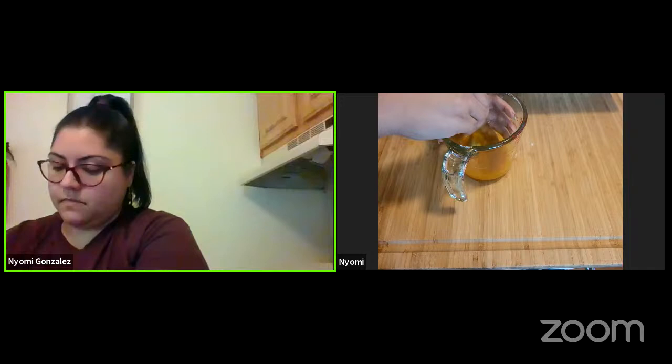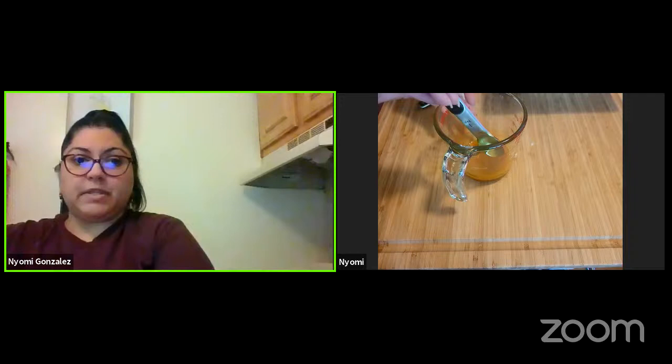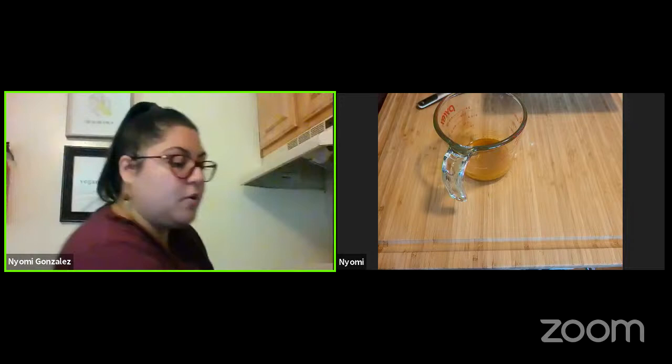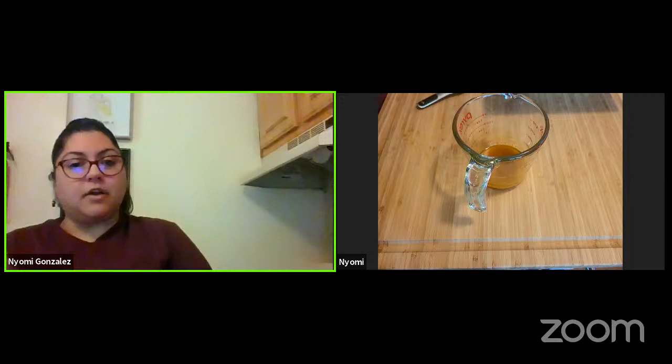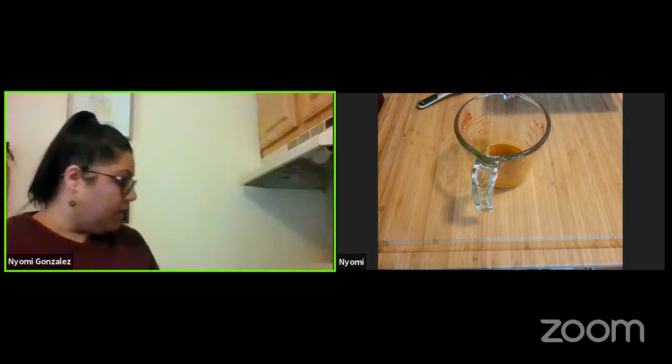Okay. Now, the one thing you want to be careful of, as you can already see, it's a really nice yellow color. Turmeric can stain. So wherever you're making your invisible ink and your chemical solution to reveal it, try not to spill too much. Try not to get any on your clothes. If you get it on your hands, wash with soap and water pretty quickly, just to try and prevent as much staining as possible. The next thing you're going to do is get a cotton ball.